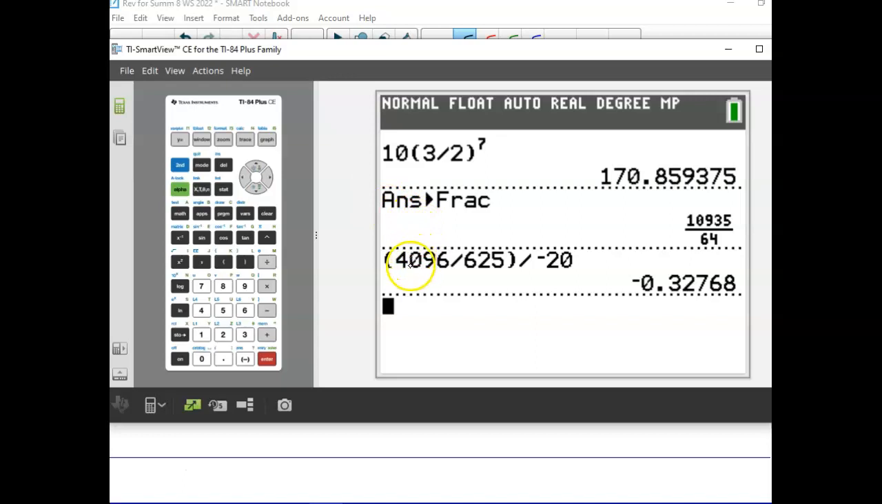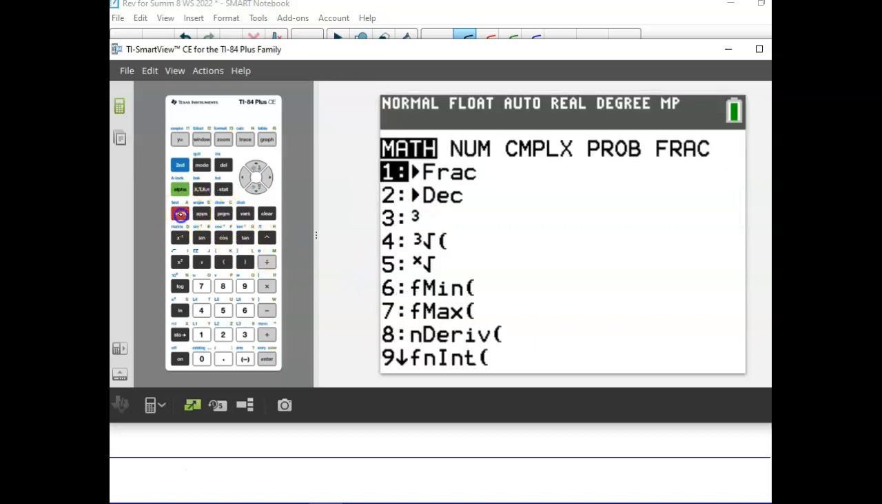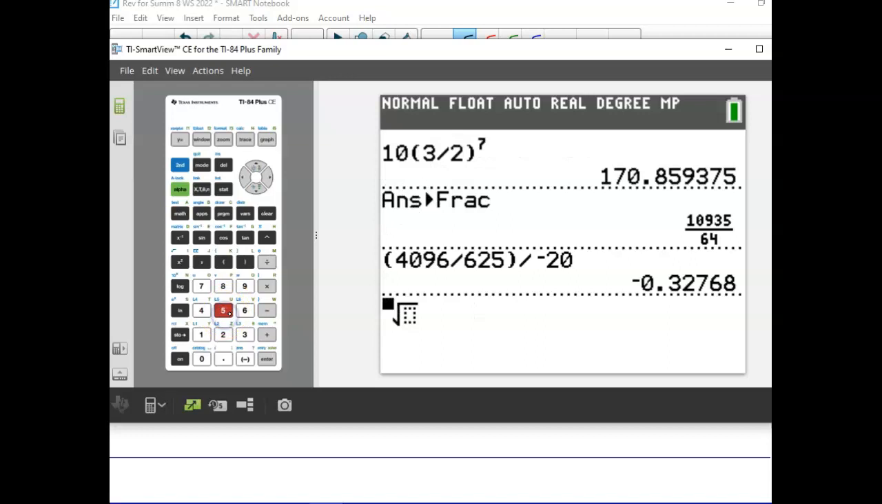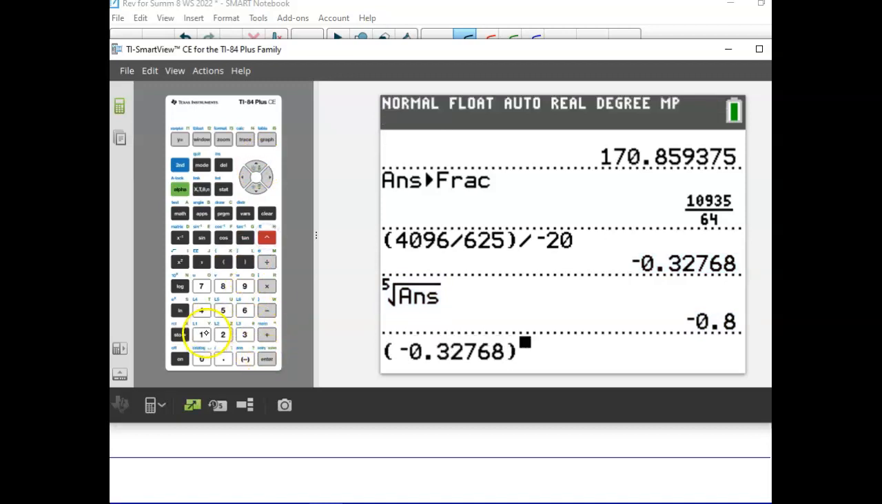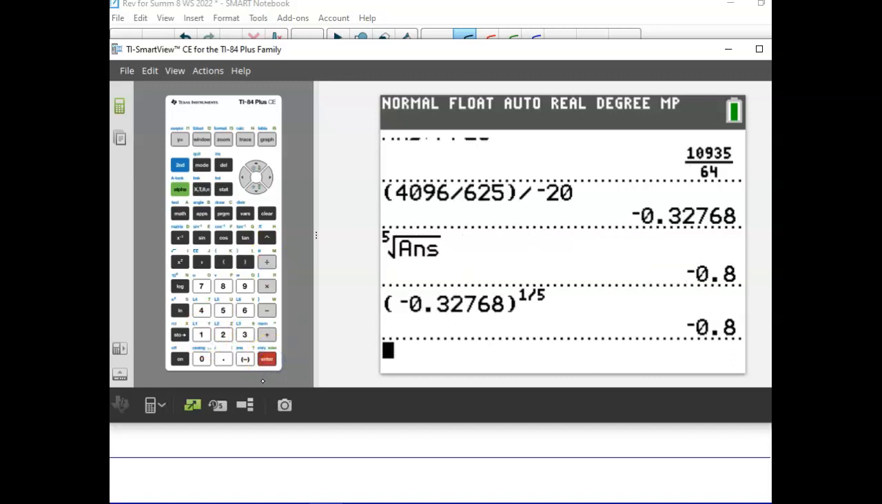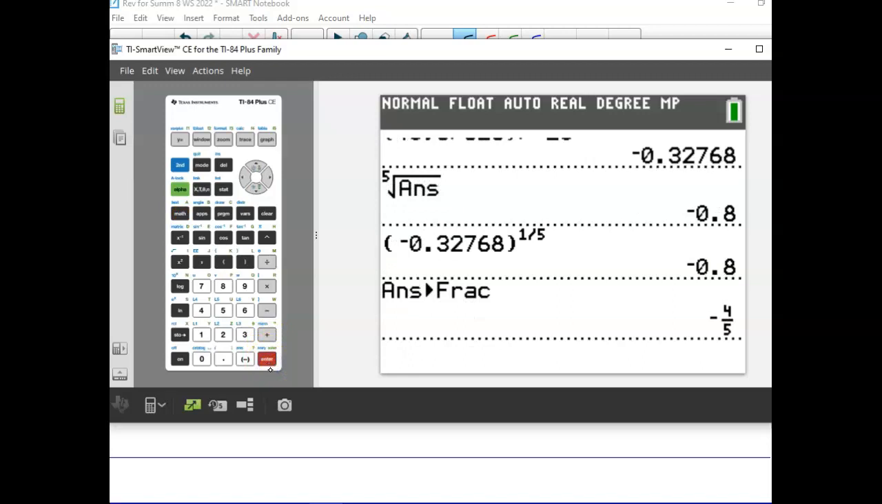To get rid of the to the 5th power, we need to either go to math and use this guy to do the 5th root of that answer. Or you could have said, I'm going to put this guy in parentheses and then do to the 1/5 power. You just got to be careful because it's negative. Anybody else getting negative 0.8? Or you could use negative 4/5. Okay.